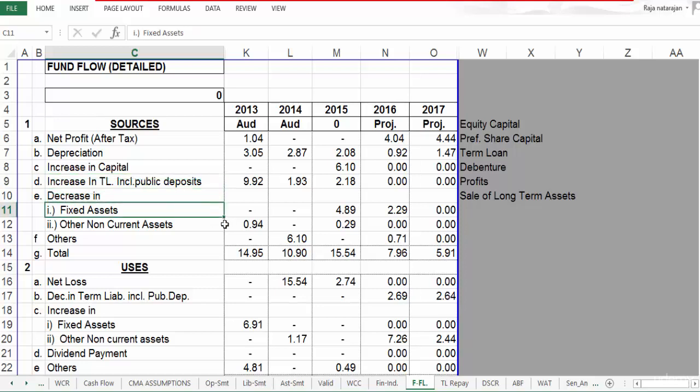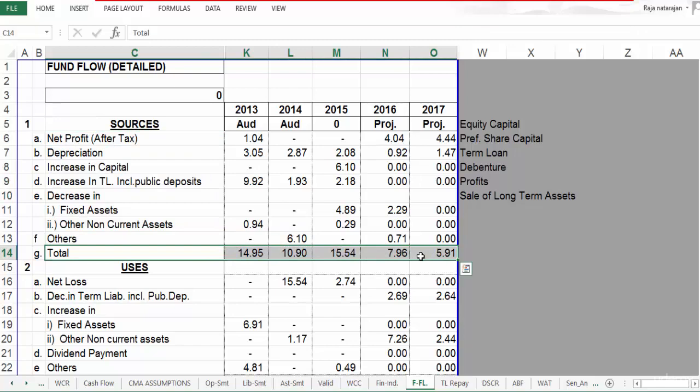And with regard to fixed asset, it will compare the current year fixed asset with previous year fixed asset. If the fixed assets has come down, that indicates there is a sale. Like that, each and every item are compared with current year and previous year to identify whether there is any source or not. Okay, in that way all sources are captured and they are totaled here.